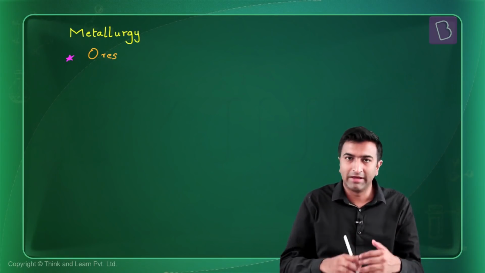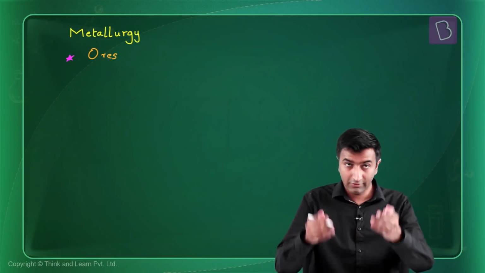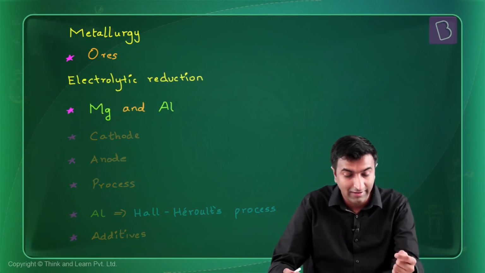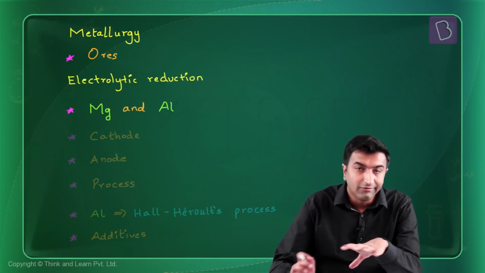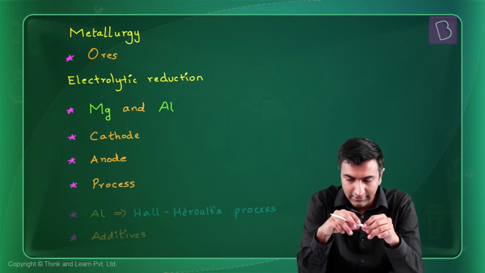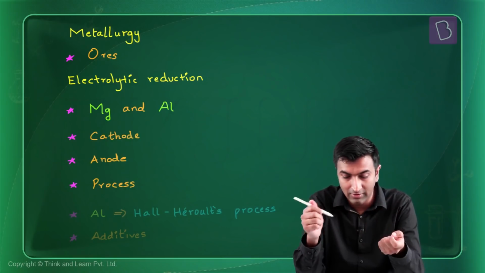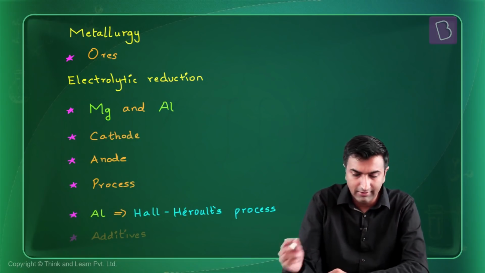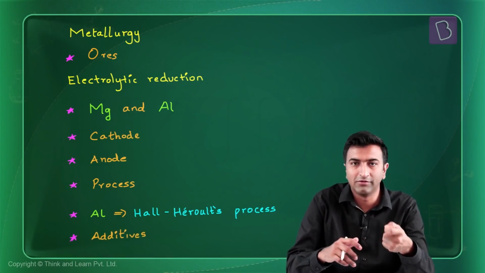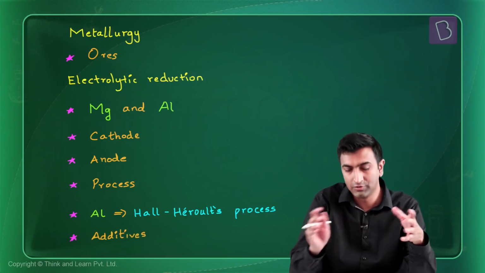And make flowcharts, make placards. I'll help you do this. For instance, what's on your screen right now. Magnesium and aluminum are refined by electrolytic reduction. Figure out what the cathode is, what the anode is, how the process works. There are specific names. Aluminum is called the Hall-Héroult process, and there are some additives that are added to make this process easier. Need to know that from the main point of view, not so much the advanced.